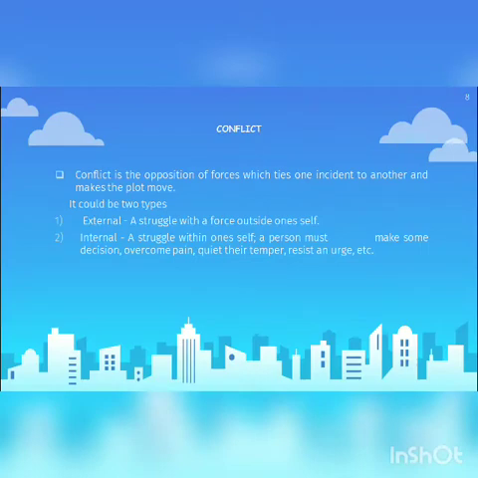Conflict is the opposition of forces which ties one incident to another one, and it keeps on making the plot. There could be 2 conflicts. External conflict, which is a struggle with a force outside oneself, or it could be an internal conflict, a struggle within oneself. A person must make some decision. Maybe he is overcoming some pain, maybe quieting their temper, or resisting an urge.